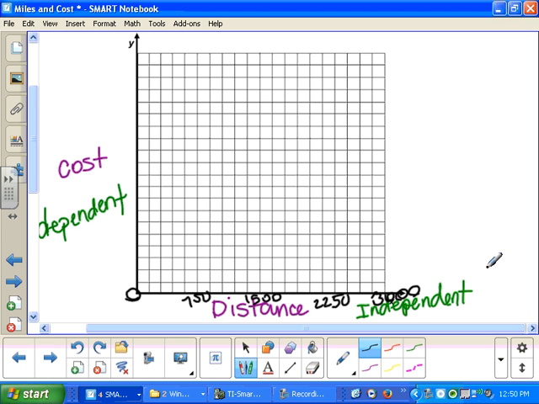Okay, so the cost. Cost depends on distance. It goes up our left side, it's our Y value. So for our cost, what's the largest cost value? Okay, $299. So what would be a good cost to go up to? 300. Or you could go up higher if you wanted, but 300 will work.